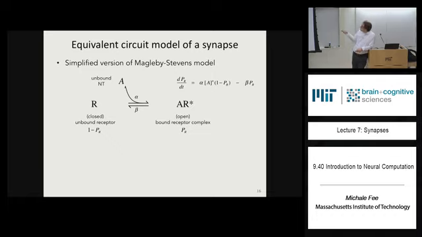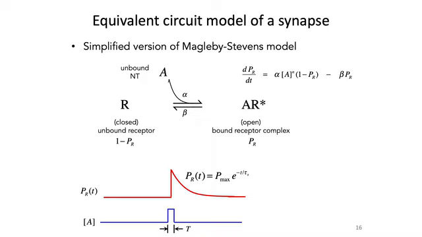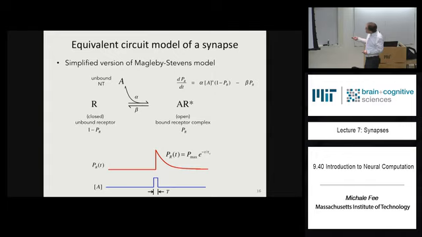Okay, so that's a simple model. And you can take a simplification of it. We're going to assume that the binding is very fast, that the alpha is very fast, so that when you put a pulse of neurotransmitter concentration onto the synapse, the rate at which you go from unbound to bound is very high.